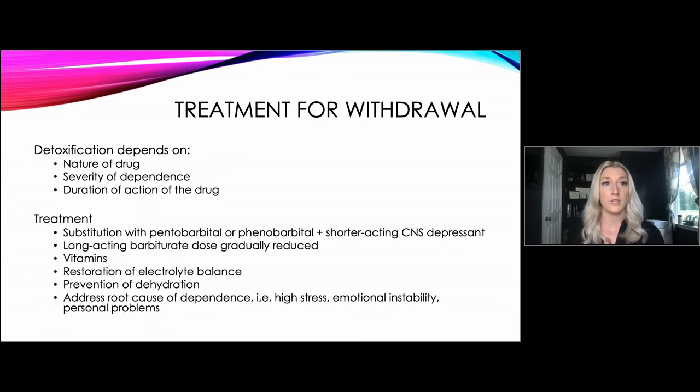So treatment includes substitution with pentobarbital or phenobarbital and short-acting CNS depressants, using long-acting barbiturates to gradually reduce the dose of the CNS depressant that's being used, vitamins, restoring the electrolyte balance within someone, or even trying to prevent dehydration, and finally, addressing the root cause of the dependence. So maybe an individual was trying to treat their high stress, emotional instability, or even personal problems.